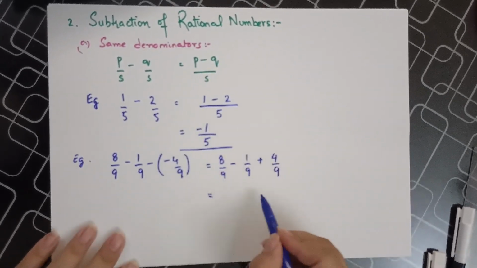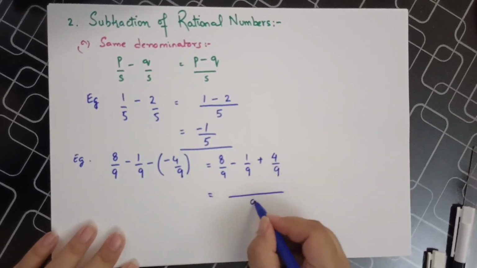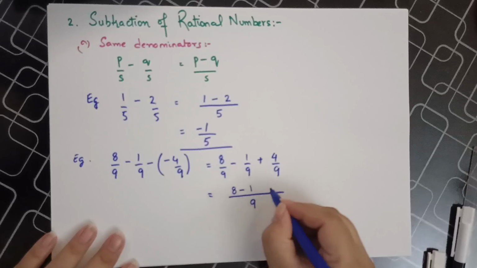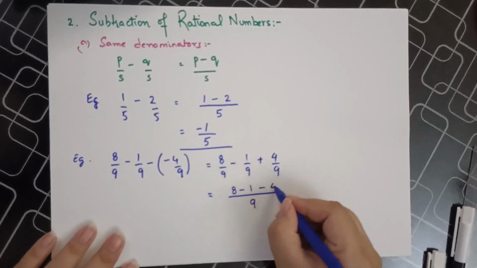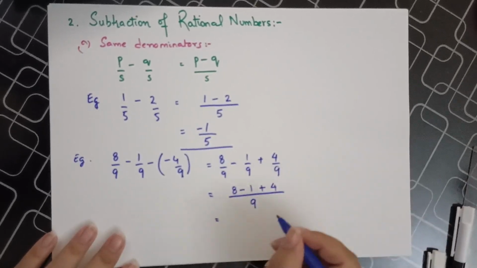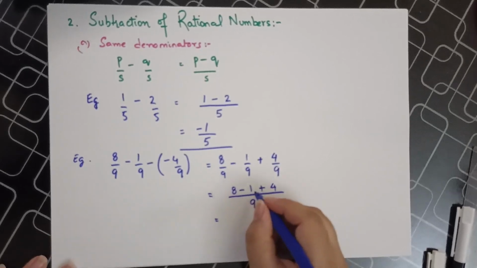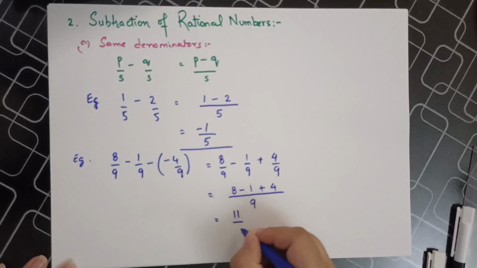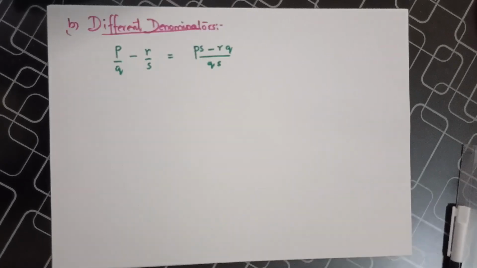Since the denominators are the same, we write 9 as the common denominator and write the numerators like this: 8 minus 1 plus 4. So 8 minus 1 is 7, and 7 plus 4 is 11. So the answer will be 11 upon 9.